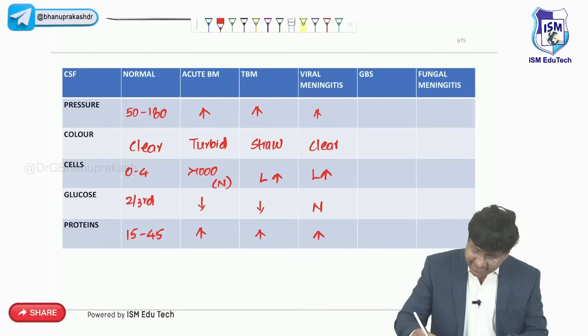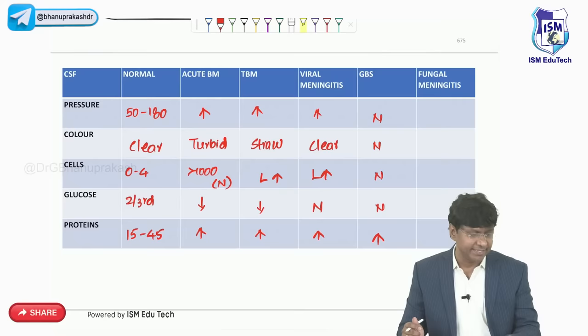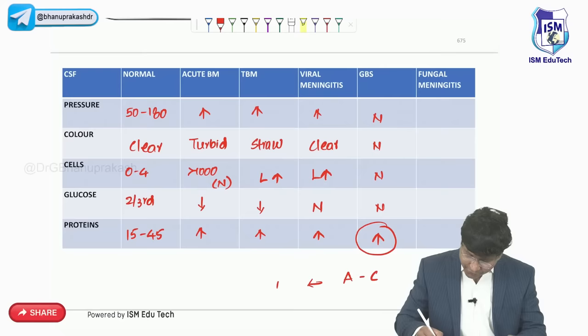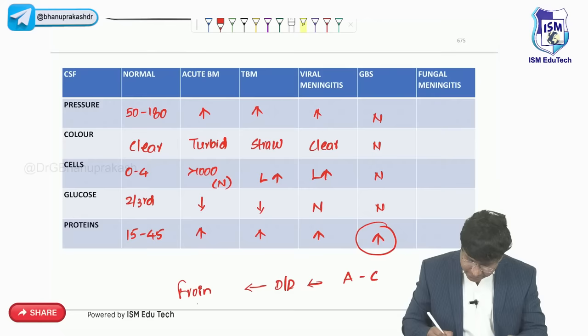And in Guillain-Barré syndrome, everything will be normal, right? But only albuminocytological dissociation will be there. And what is the differential diagnosis for albuminocytological dissociation? Any one of you? So the differential diagnosis for albuminocytological dissociation will be Froin syndrome. Right, that will be Froin syndrome. So please remember, it's very important.